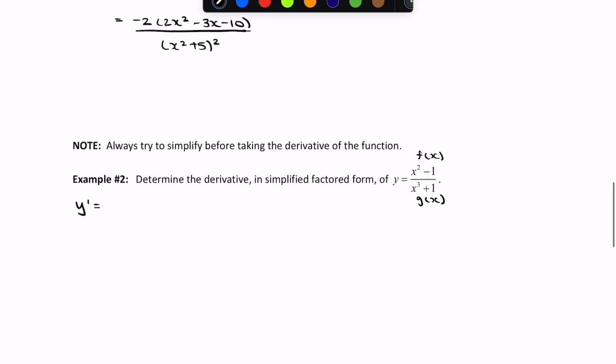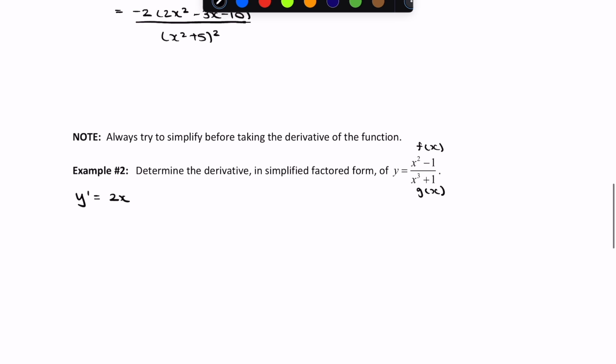So y prime is equal to 2x. Again, the derivative of x squared minus 1 is 2x. Times g of x, x cubed plus 1, minus 3x squared, times x squared minus 1, over g of x squared.